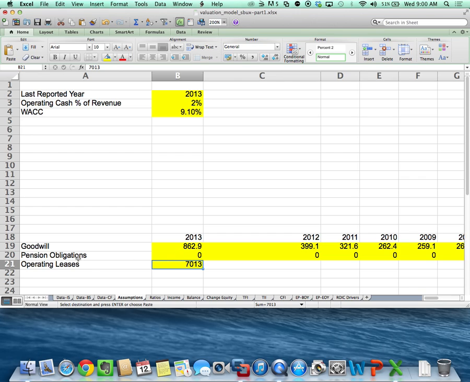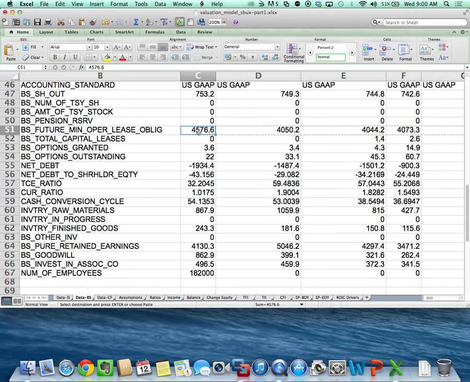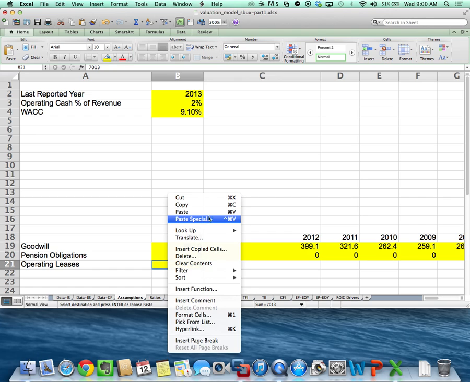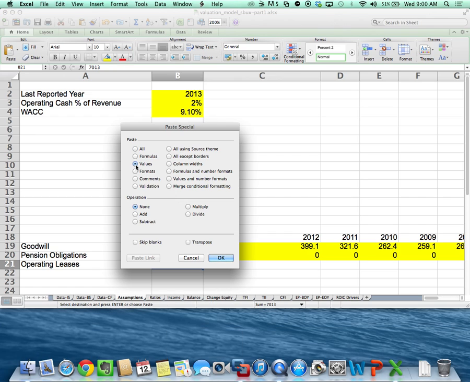Actually, I just need the current operating leases. I don't really care about the historical. So actually, that was just 45.76. And here's what I mean.